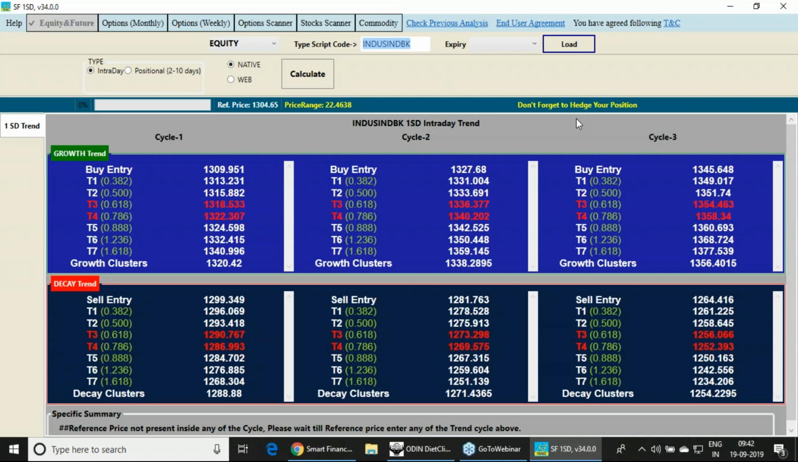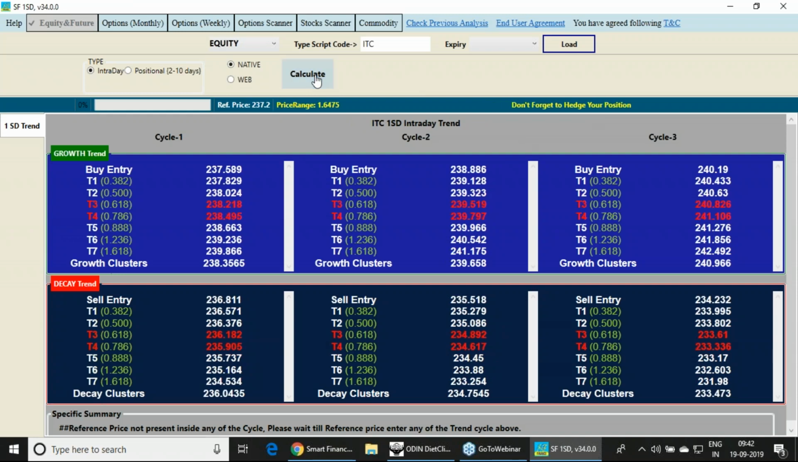I'll be taking the ITC. I'll not take any user specific stocks. If you say that for me analyze this thing, that I'm not going to take.